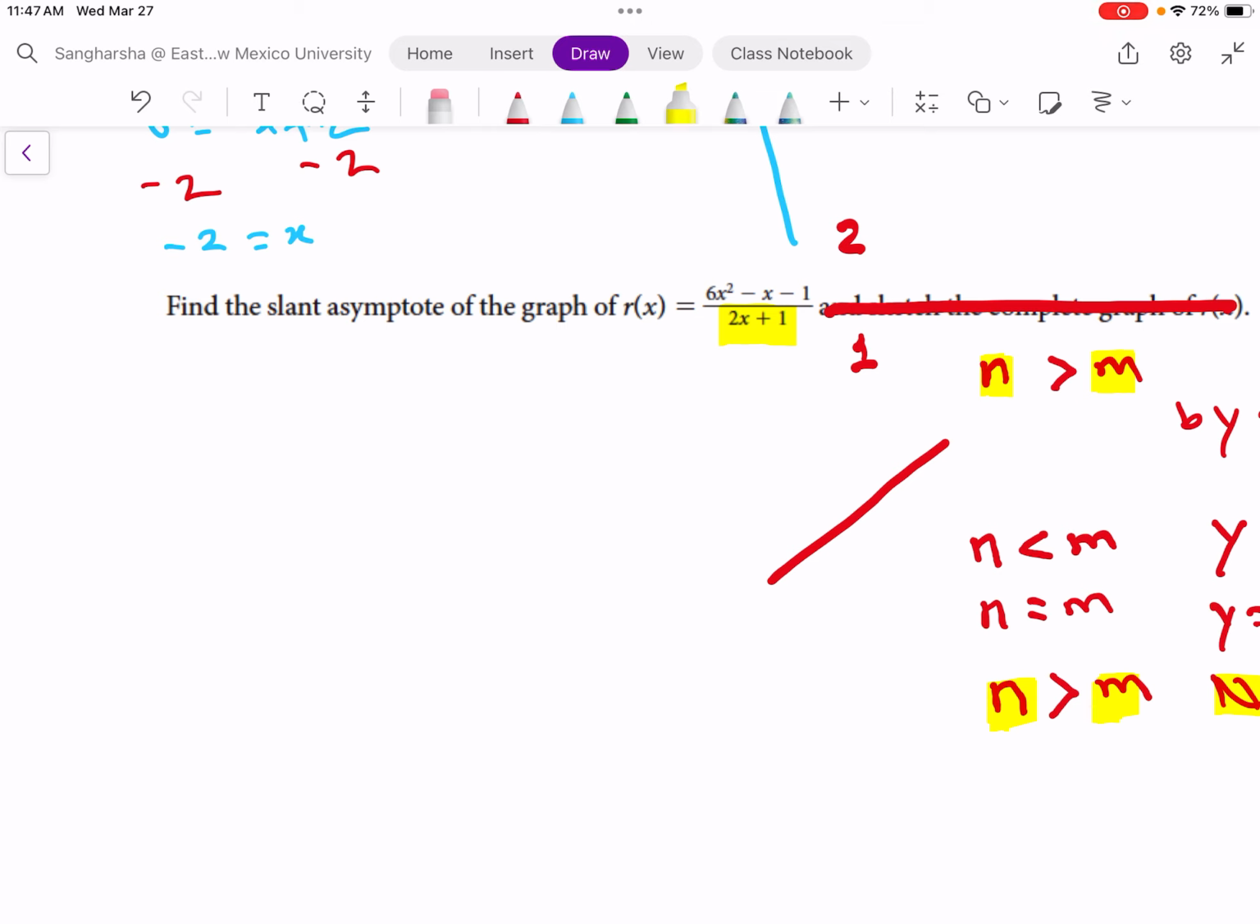Did we do long division? No, right? Since we started 3.6, let me check 3.2. This might be the one we're gonna talk about after 3.2, because we didn't talk about the long division.